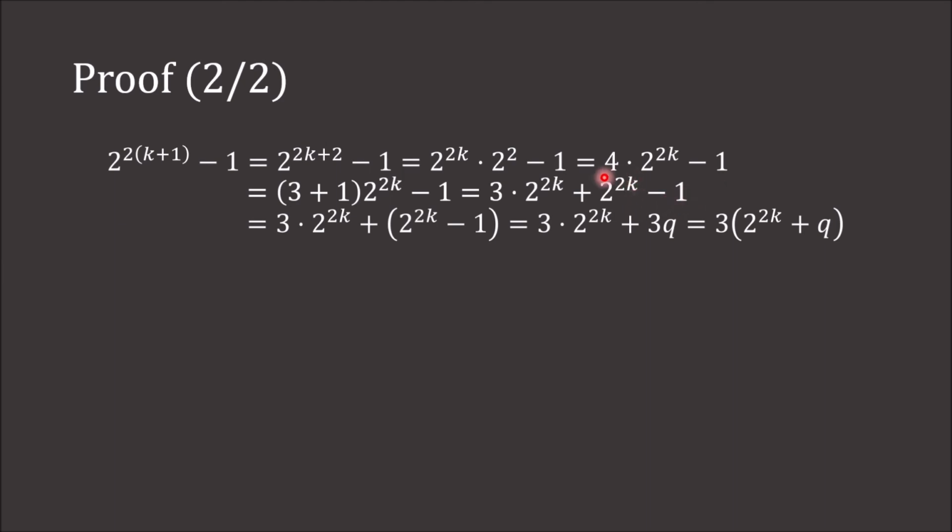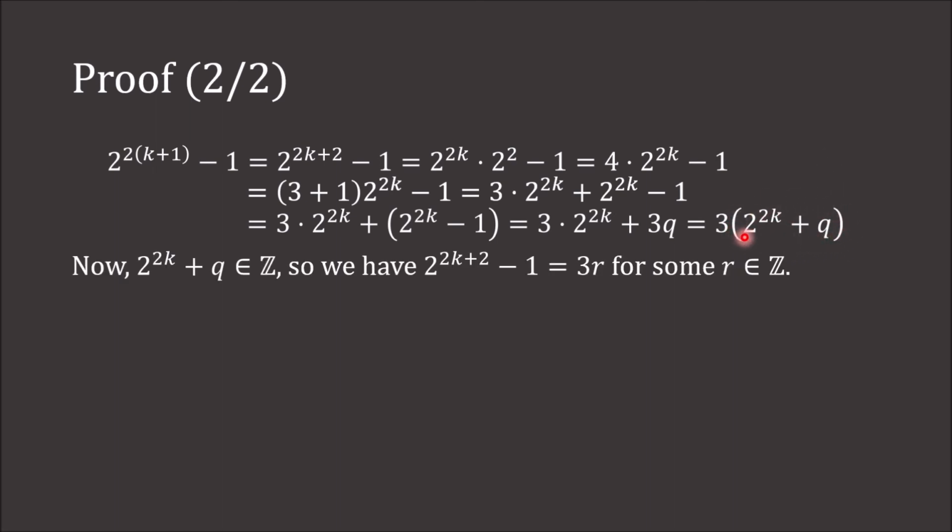We can group this together. And since we've already said that this is divisible by 3, it has to be 3 times 2^(2k) plus 3 times q. Now we can factor out a 3, and we have 3 times (2^(2k) plus q). But this term is an integer. So we have just written 2^(2k+2) minus 1 as 3 times some integer r.